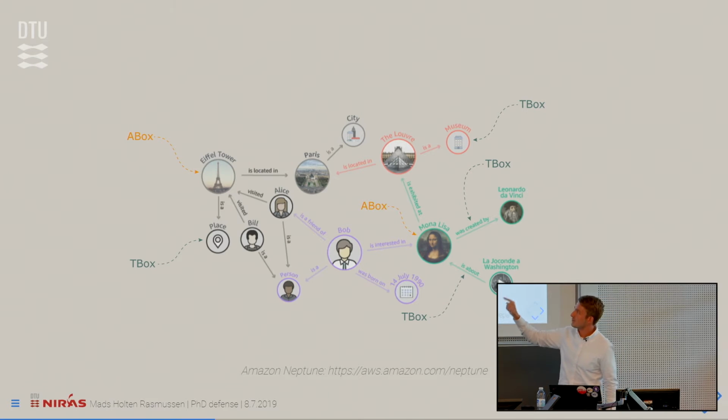But the fact that it's a place, that's terminology. A place is a class. Many things are places. DTU is a place. Bill, Alice, and Bob, they're all persons. Person is a class, is a relationship, that's also terminology. And the fact that Bill and Alice visited Eiffel Tower, that's also terminology that's used there.